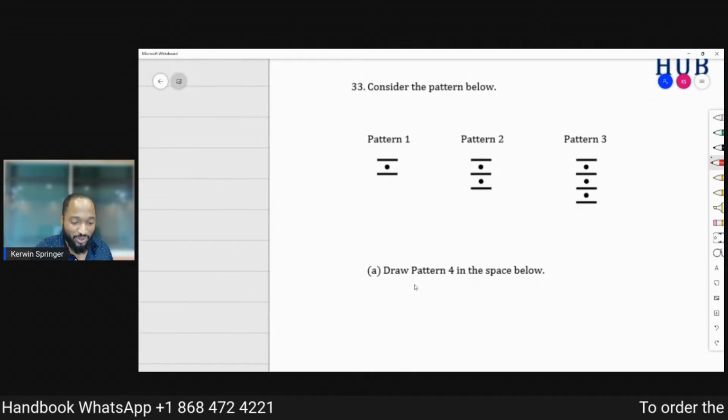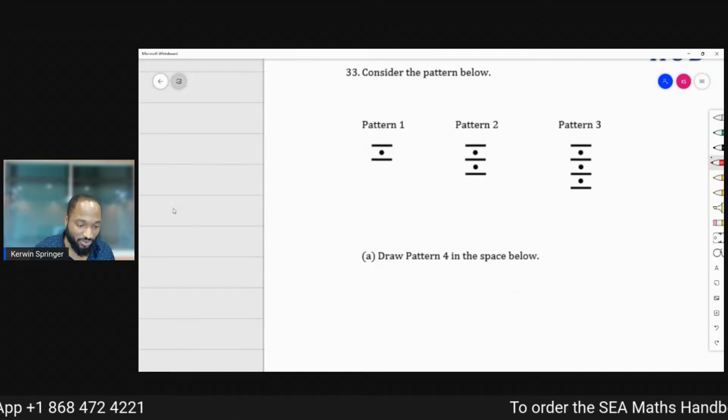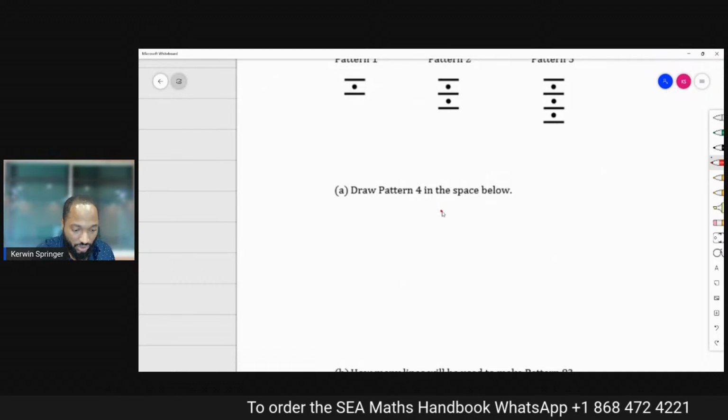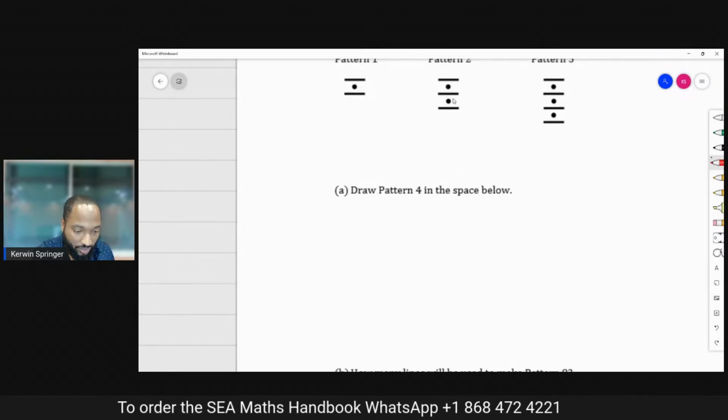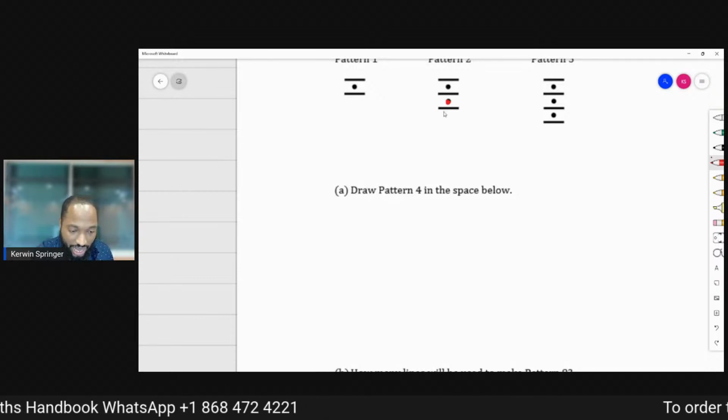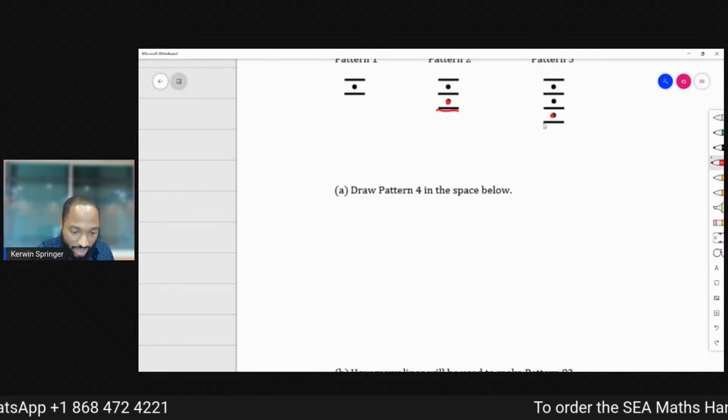Consider the pattern below. Draw the pattern for any space below. Oh, pattern. We love those patterns. So what are we doing here, buddy? It seemed like in this pattern too, we add on a dot and a line. And in this pattern, we add on a dot and another line here.